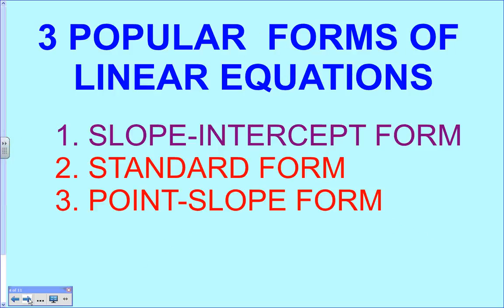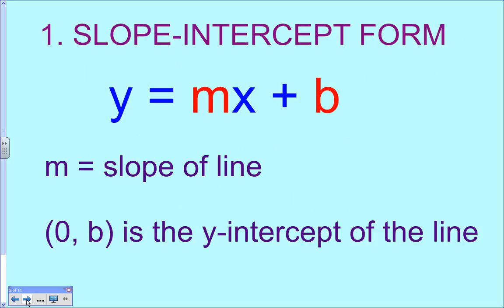There are three pretty popular forms of linear equations: slope-intercept form, standard form, and point-slope form. We're looking at slope-intercept form right now. Y equals mx plus b has to be in this form in order to be called slope-intercept form. How do you know it's a linear equation? Your two variables, x and y, are both being raised to the power of 1. If they were raised to any other power, you would be able to see an exponent on the y or on the x. These are linear equations. The slope is m, and (0, b) is the y-intercept of that line. It's the point where the graph crosses the y-axis.